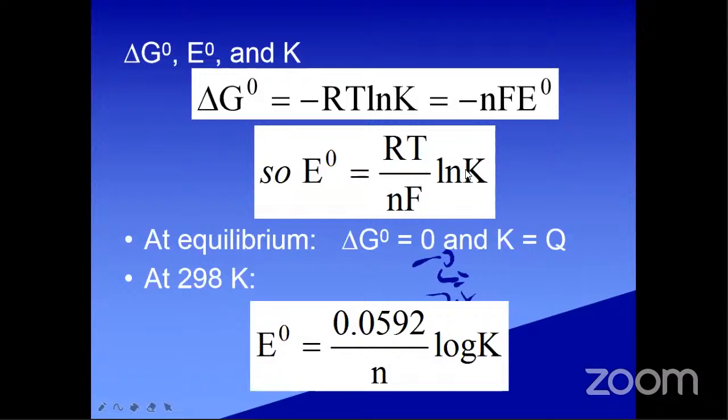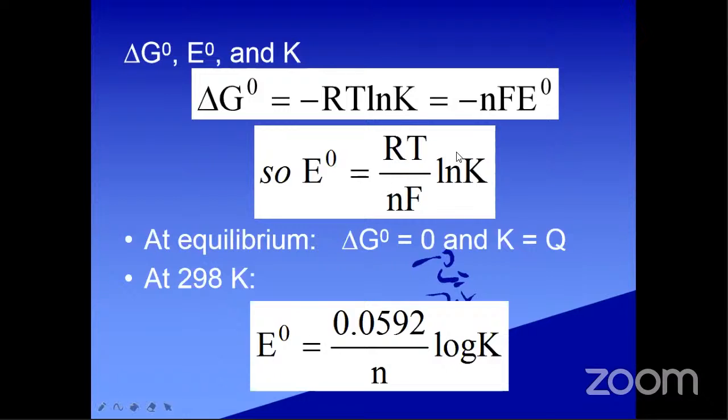This equation is enough for other than the equilibrium state. If it is at the equilibrium state, what will happen? Delta G naught equals 0. That means we have to substitute the R, T and F values, these three values, because these are constants at the standard conditions. What values do we substitute? Based on the units, we substitute R equals 0.0821 liter atmosphere per Kelvin.